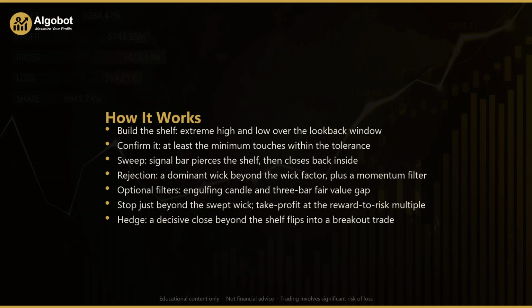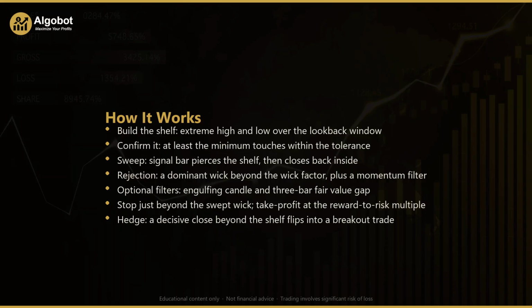When a valid setup appears, the strategy fades it. A short sells back into the range, a long buys back into the range. The stop loss sits just beyond the swept wick, plus a small buffer. That's the price that would prove the shelf has truly given way. The take profit is set as a multiple of that stop distance, with a default reward to risk of 1.6.